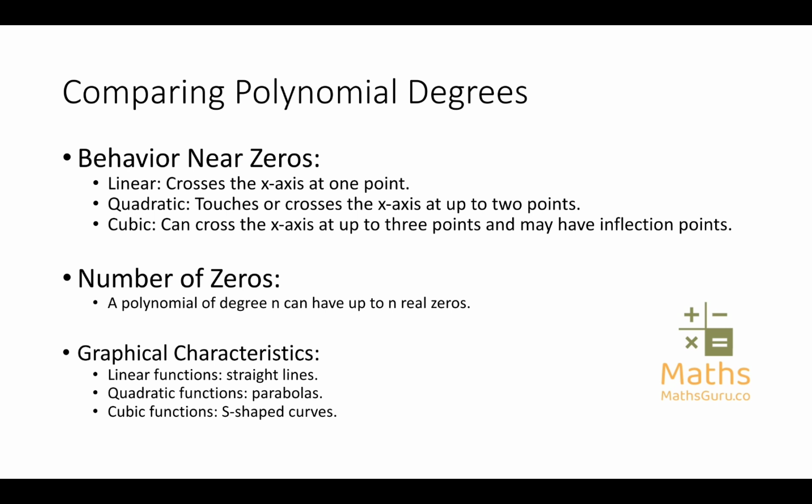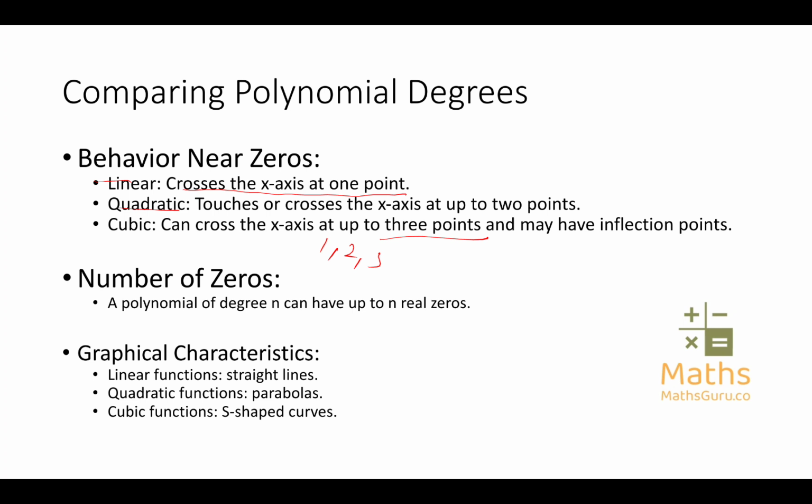Let's summarize everything we have seen. The behavior of zeros is that a linear polynomial always crosses at one point and it's a straight line. A quadratic crosses at most 2 points; maybe it can cross 1 point or no points. And a cubic can have at most 3 zeros, and it can be either 1, 2 or 3. 3 is the most; there will not be any cubic polynomial which has more than 3 points.